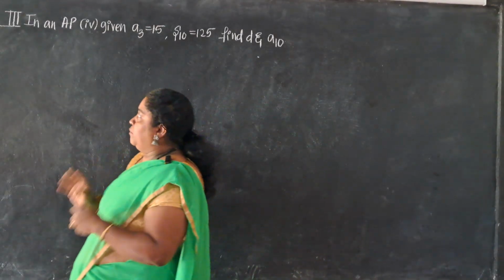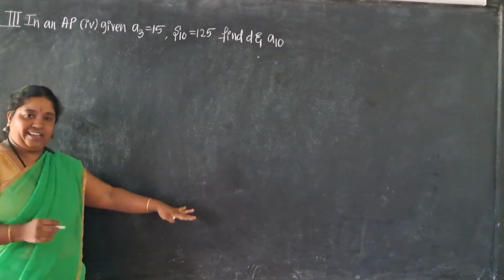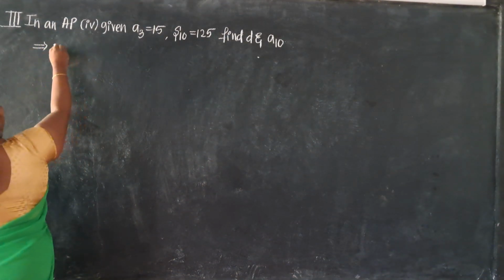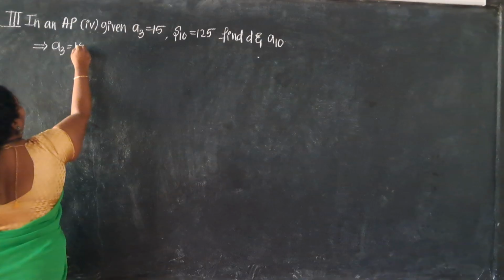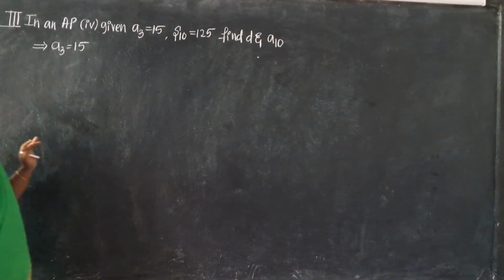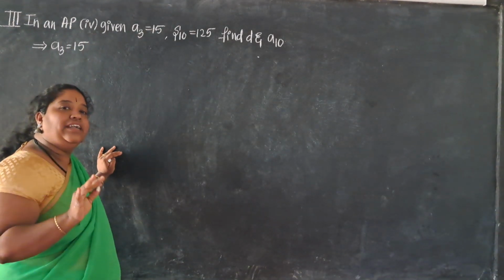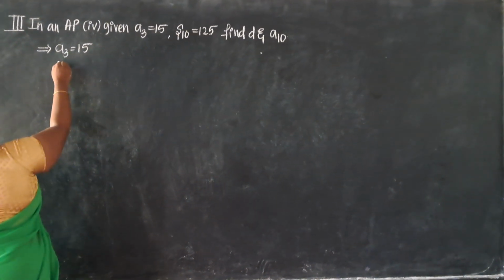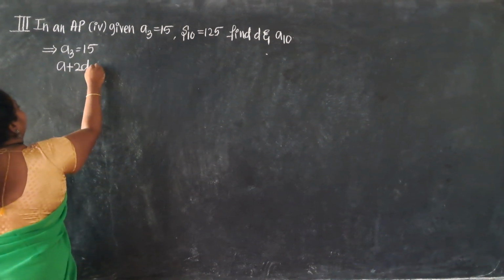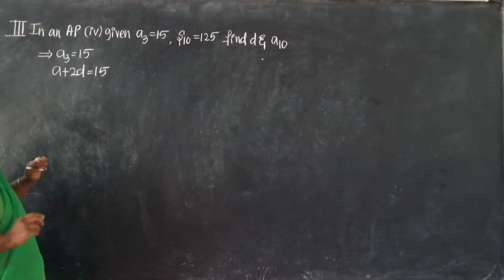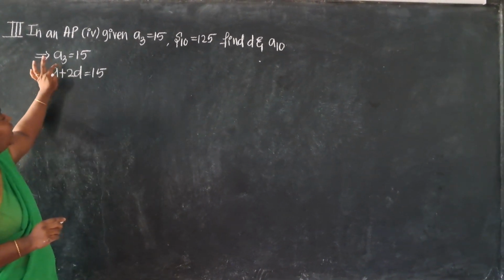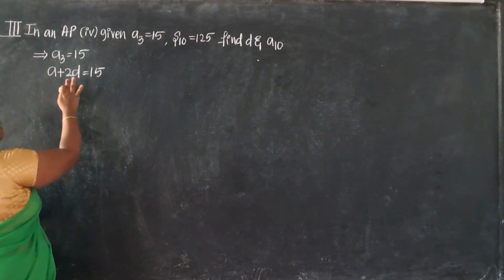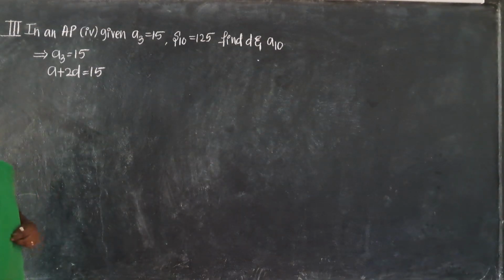Now, look at the board. I'll simplify this in a very nice manner. What is the first thing that is provided? A3 is equal to 15. Now, how can I write A3? You know that A3 can be written as A plus 2D is equal to 15, because when I have 3, I should use 1 less than that. So A plus 2D is equal to 15.